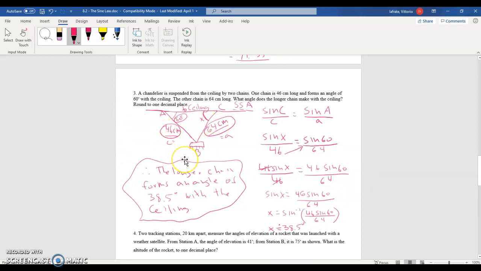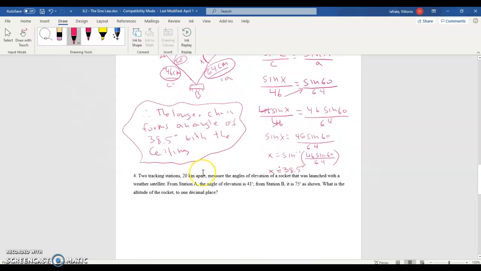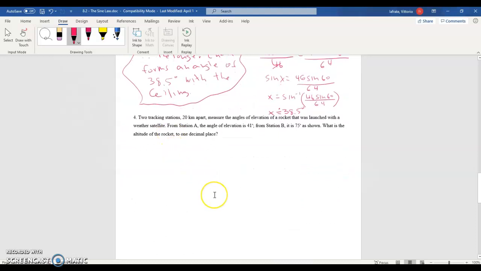So let's start our next word problem. We won't have time to finish it in this video, but we'll at least get it started to hopefully get a sketch in. So two tracking stations, 20 kilometers apart, measure the angles of elevation of a rocket that was launched with a weather satellite. From station A, the angle of elevation is 41, and from station B, it is 75 as shown. What is the altitude of the rocket? To one decimal place.